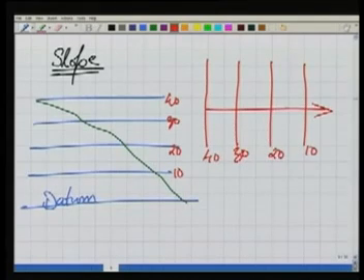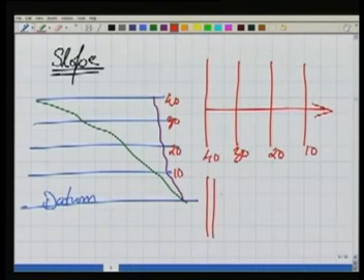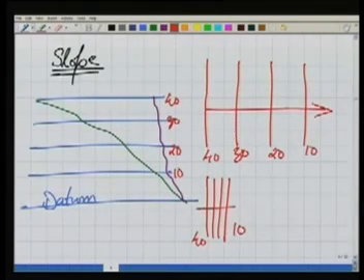Now in case we have a very steep slope, I will have the same contours 40, 30, 20, and 10, but these will be very closely spaced. Again, the direction of slope is this. So by looking at the spacing of the contours in a map, we can make out whether the slope is gentle or steep.